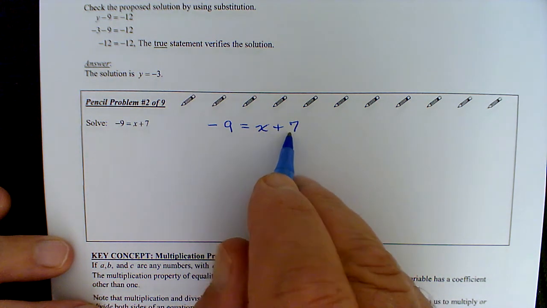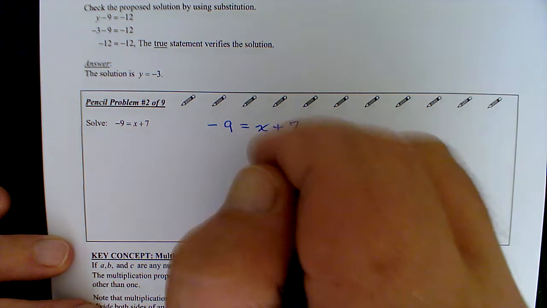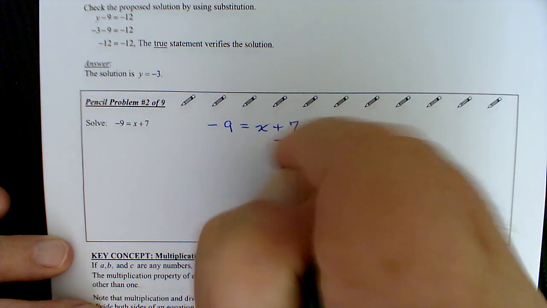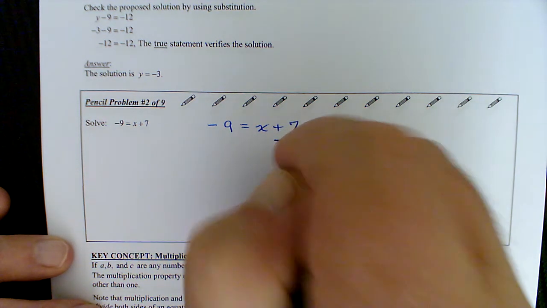So basically we need to get rid of this positive 7. So we add the opposite. Now notice the structure of the solution. I'm going to subtract 7 here.